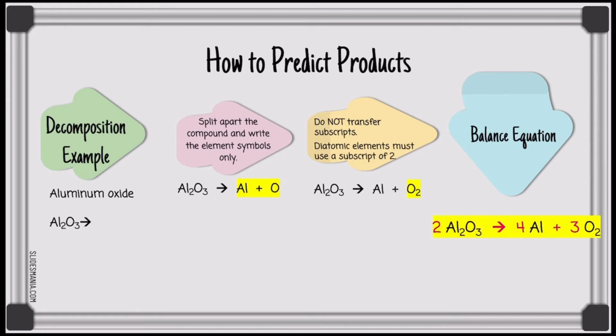2 formula units of aluminum oxide yield 4 aluminum atoms and 3 oxygen molecules. Also remember, the coefficients could represent moles, so you could say 2 moles of aluminum oxide break down to form 4 moles of aluminum and 3 moles of oxygen gas.